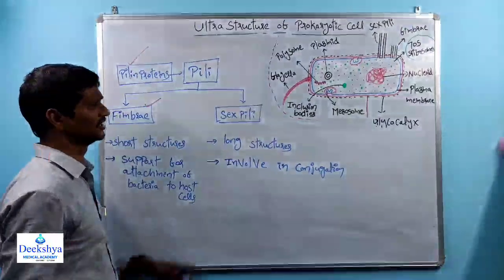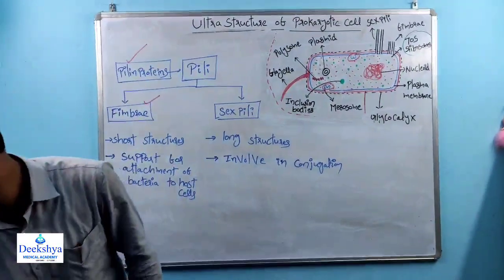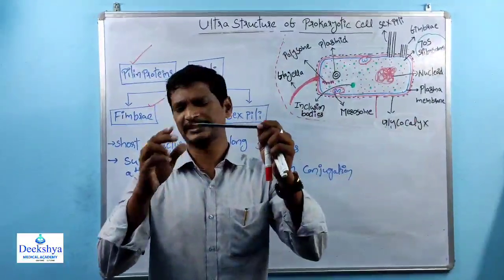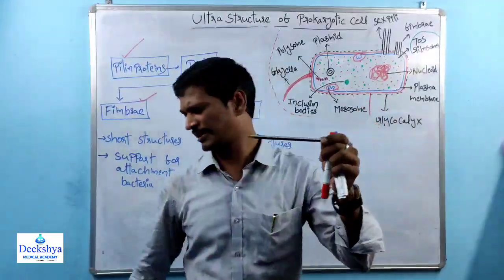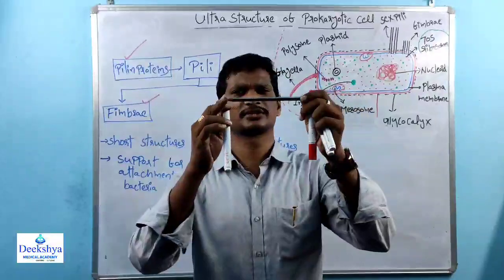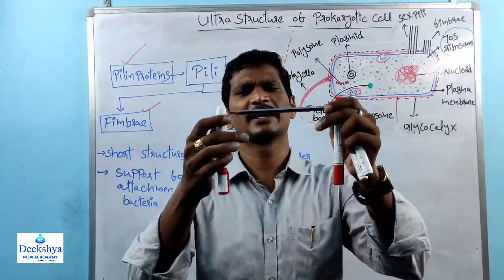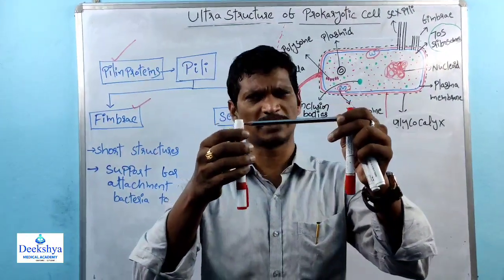These are short structures. And coming to the next one, the long structures. These are called sex pili. Suppose this is one bacteria and this is another bacteria, and this is the long structure connecting them. These are called sex pili.